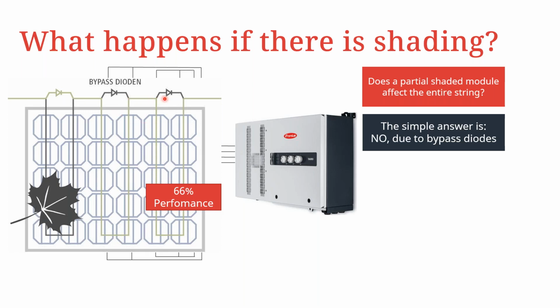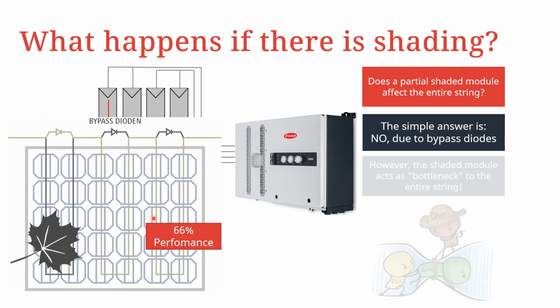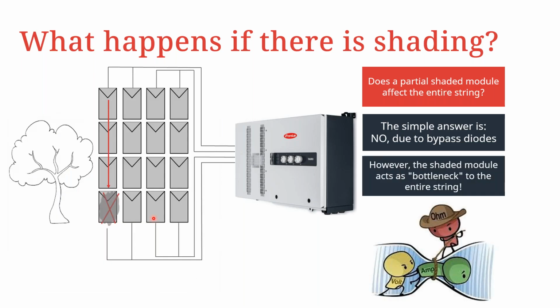So with this bypass diode, you can at least get up to 66% performance from the module. But that being said, the shaded module definitely acts like a bottleneck to the entire string or to the entire system per se, because it will be canceling out the power that was supposed to be generated by the shaded portion.